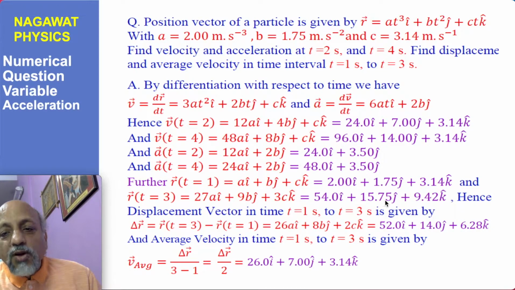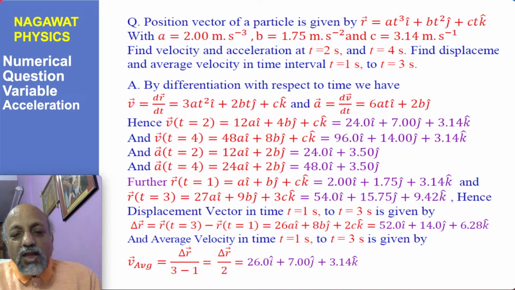54.0 i cap plus 15.75 j cap plus 9.42 k cap, and that is because when you put t equal to 3, t cube is 27, and since a, b, c are given, I have used the values of a, b, c also in evaluating it. So I have expressed the position vector in terms of a, b, c, and I get that t cube becomes 27, so 27 a i cap, and since t square becomes 9, so 9 b j cap, and since t is 3, so 3 c k cap is the value of position vector at t equal to 3. Then I have used the values of a, b, c to arrive at these numbers. So doing such calculation is very easy.